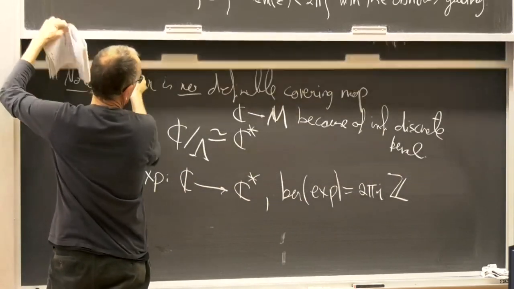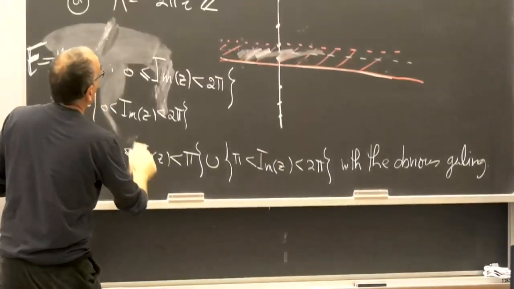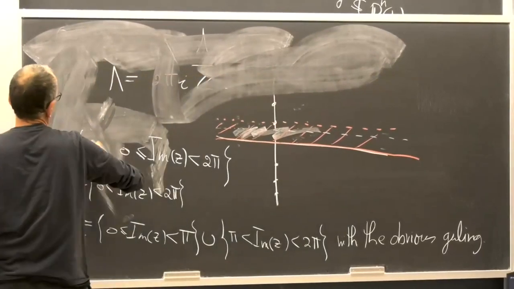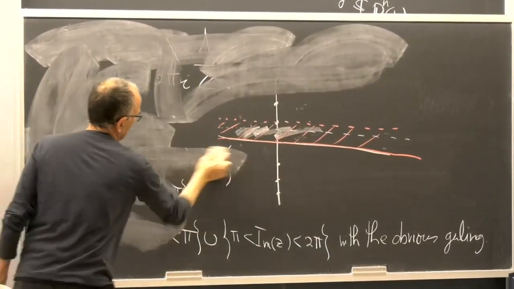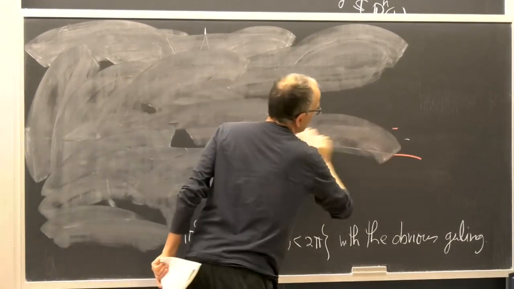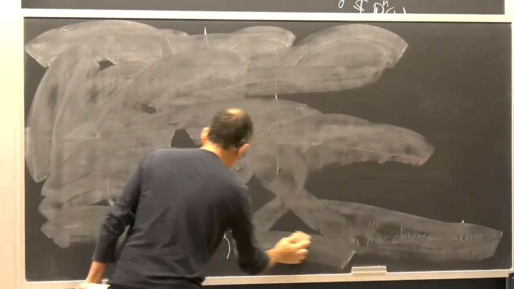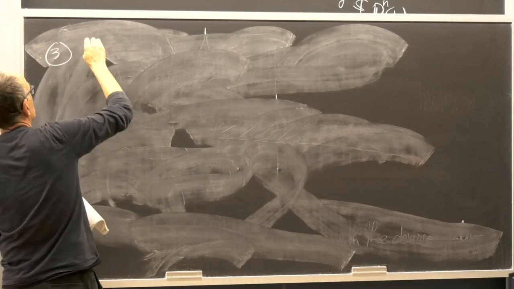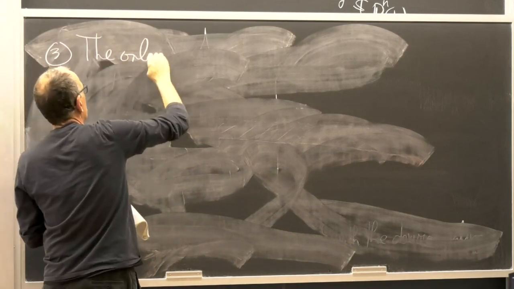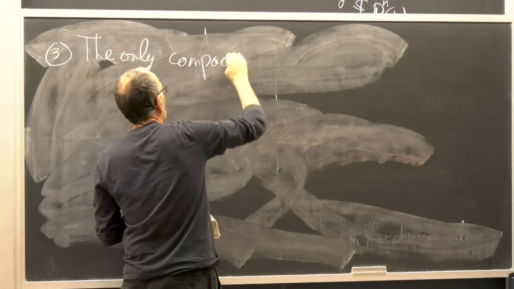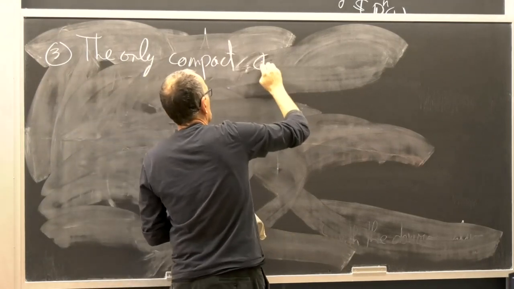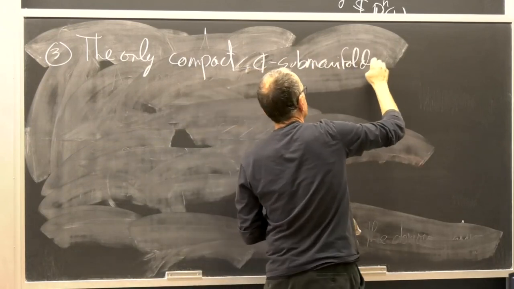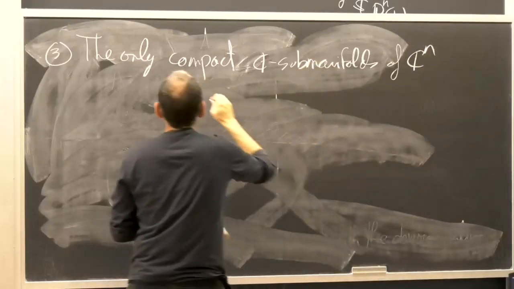And here, if you're not used to it, it's worth noting that in C^n, the only compact submanifolds are finite, right? So this is a fact which distinguishes Euclidean real space from Euclidean complex space. So we note the only compact complex submanifolds of C^n are finite.